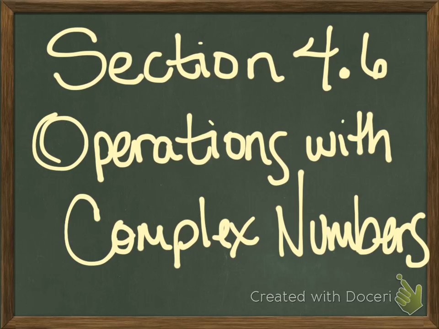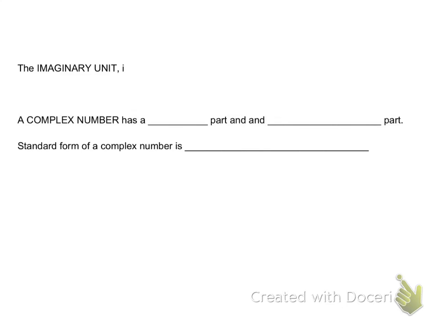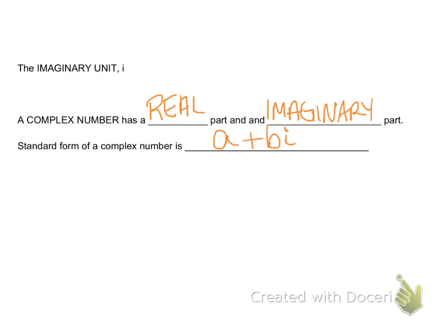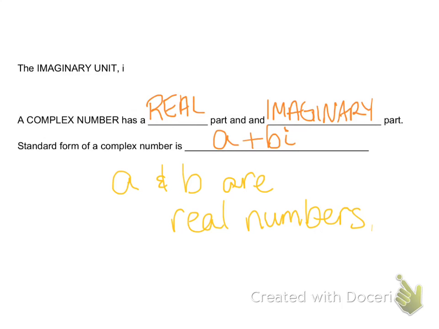The rest of this section and most of your exercises are simply dealing with the properties of complex numbers and the imaginary unit. Since this is your introduction to that imaginary unit, it's just to expose you to the properties of that imaginary unit. So the imaginary unit i, a complex number has a real part and an imaginary part. And the standard form of a complex number is a plus bi. And a and b are real numbers.